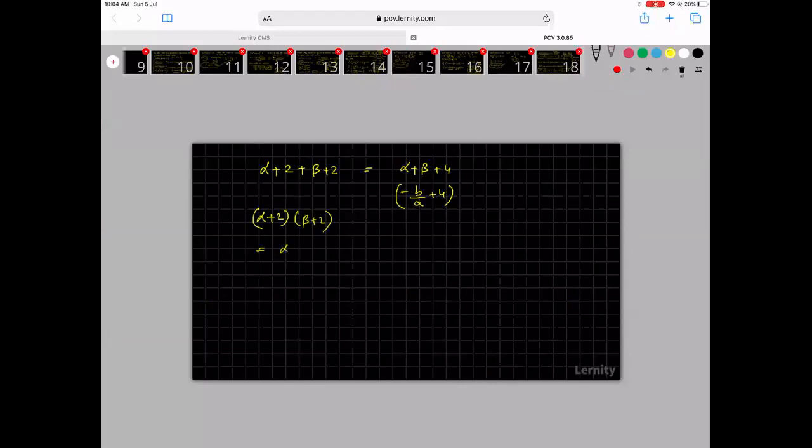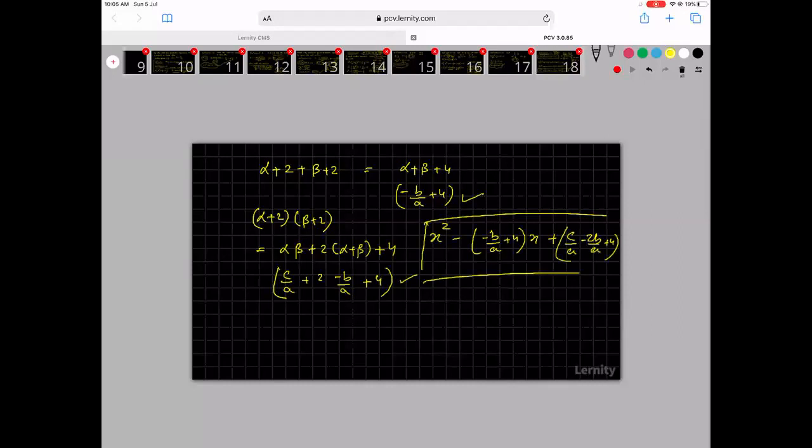is equal to alpha beta plus 2 times alpha plus beta plus 4. So what is alpha beta equal to? C by a, 2 times minus b by a plus 4. Yeah, now you can substitute this and this. So it is x square minus minus b by a plus 4 x plus this much, c by a minus 2b by a plus 4. Yes, you can substitute. Now you rearrange this. When you rearrange this, you'll get exactly the same answer as what we got. Yeah, so you can do this. Perfect.